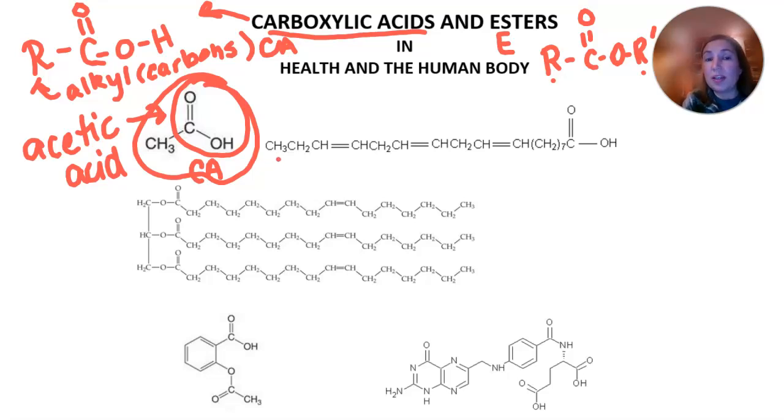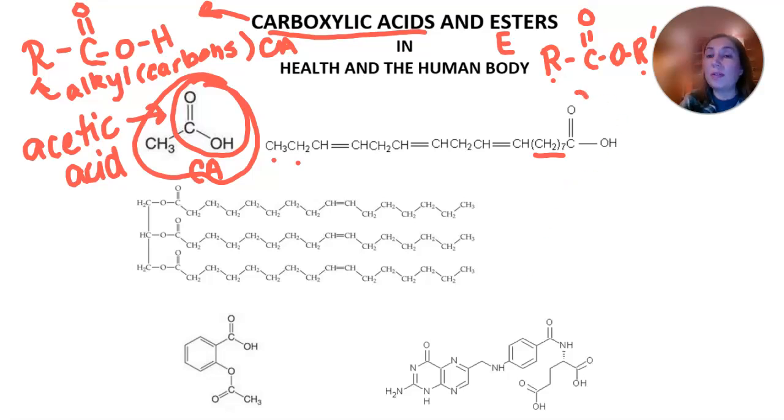Oh, it's a long one. CH3, CH2, CH double bonded to a CH, CH2, CH double bonded to a CH, CH2, CH double bonded to a CH. Then there's CH2, so there's 7 CH2 groups in there. And then there's a C double bonded to an O that's bonded to an OH.